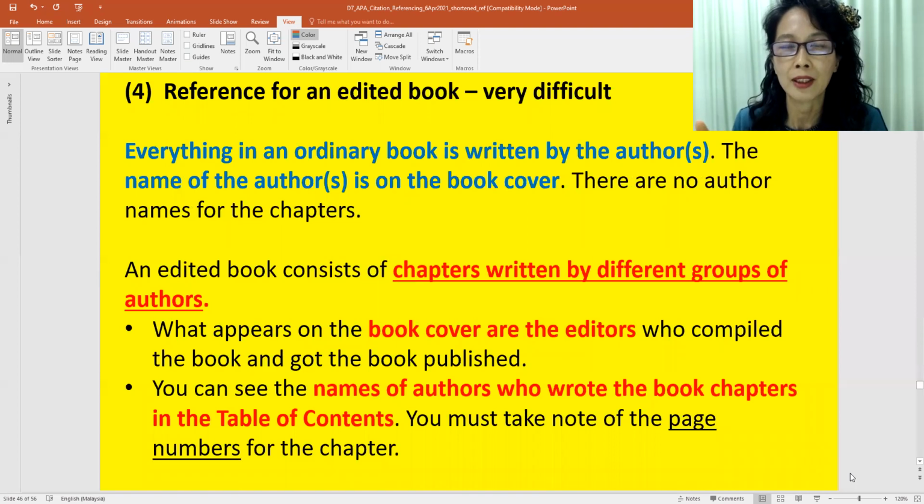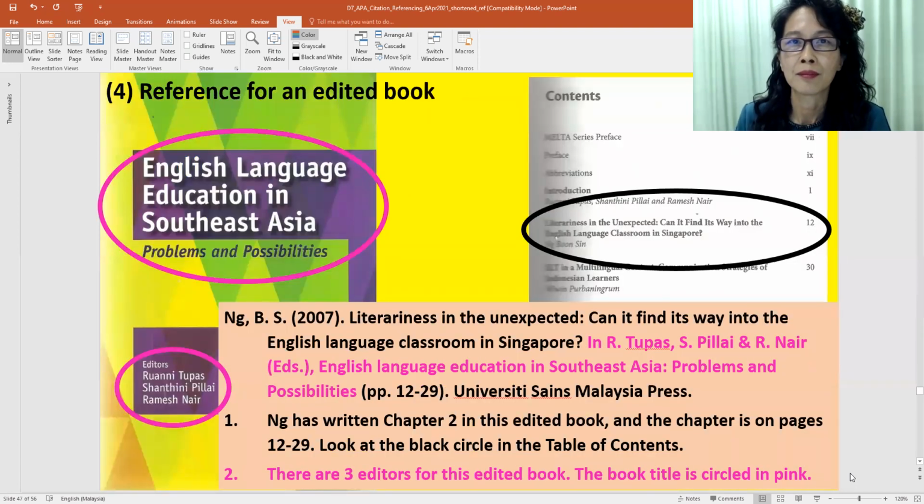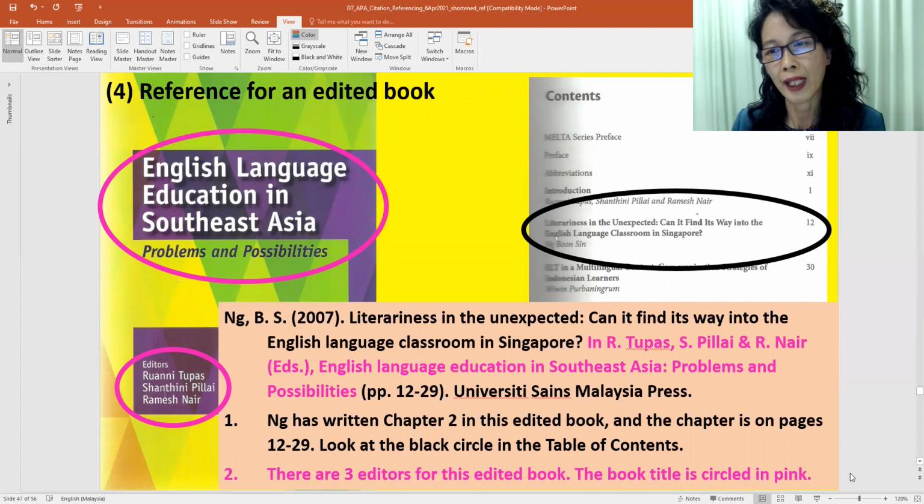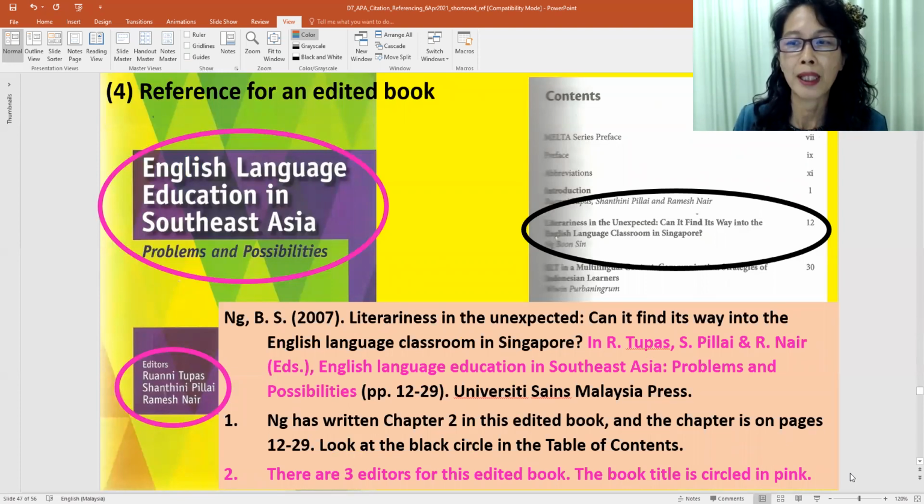And we need to pay attention to the names of the authors and the page numbers of that chapter that we are referencing. Look at this example here. The book title is English Language Education in Southeast Asia, Problems and Possibilities. And the editors, there are 3. And now let's say we are going to reference chapter 2 by Ng Boon Sing. This is the Malaysian Chinese way of writing the surname. The surname is Ng.